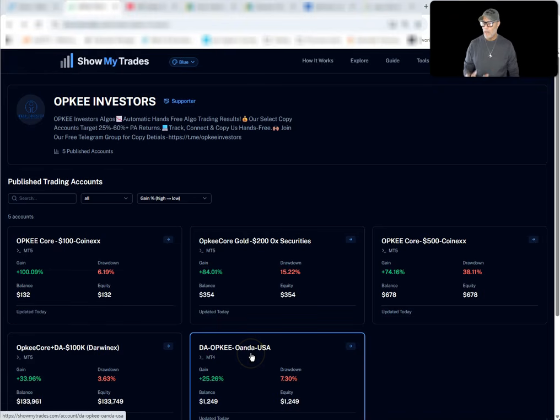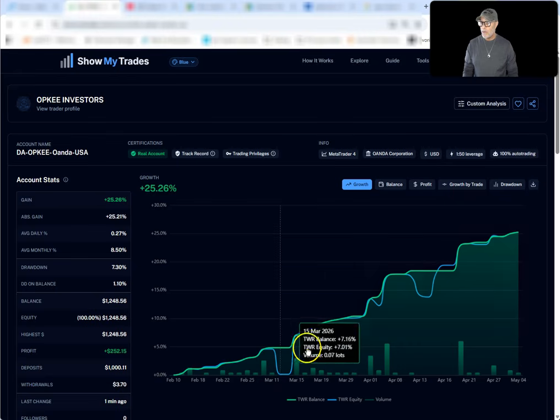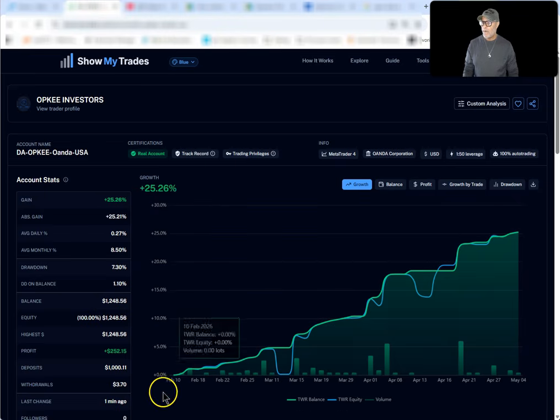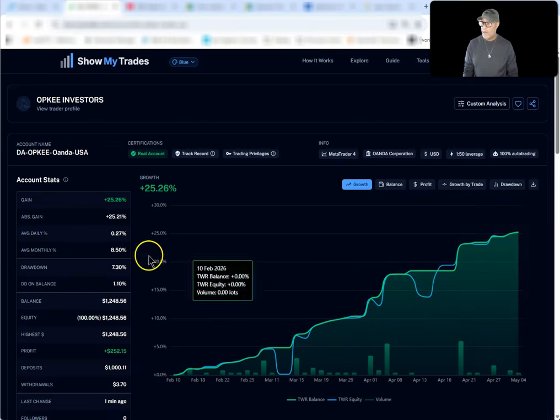And the other one, we have one USA, which is on Oanda. I think that's the way you pronounce it. I've really never heard anyone pronounce it. And you can see what her drawdowns were on this one. This one has a little bit more volatility in it, but it's 25% growth from February of this year. So that's phenomenal. All the way to, again, today is May 8th, 2026.